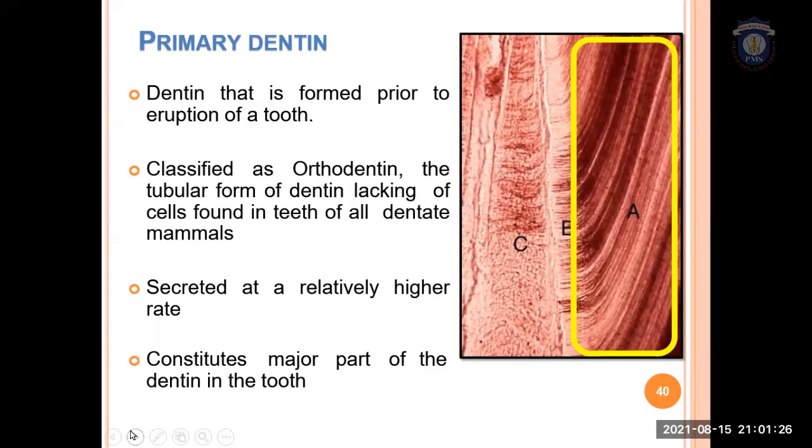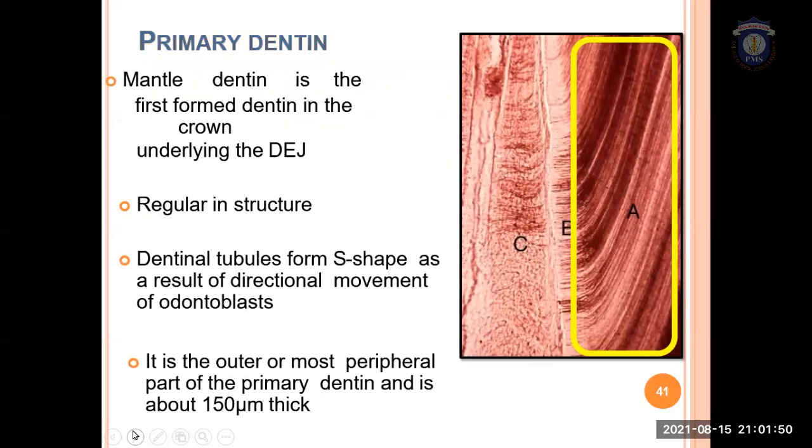Dentine that is formed prior to the eruption of the tooth is known as the primary dentine. This is tubular in nature and the dentine lacks any cells. This dentine consists of dentinal tubules. They are secreted at a relatively higher rate, and the primary dentine forms the major part of the dentine in every tooth. Primary dentine can again be classified into mantle dentine and circumpulpal dentine.